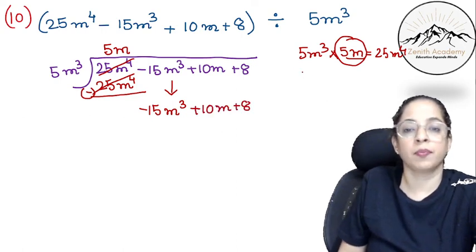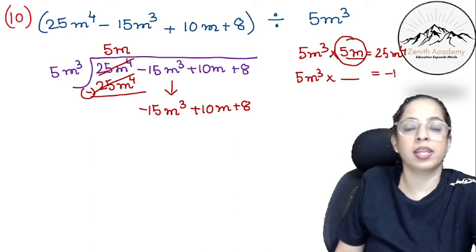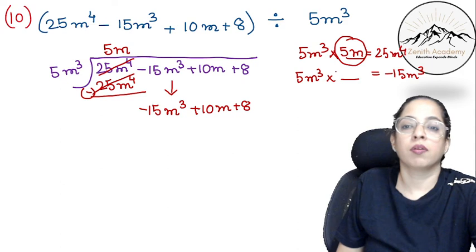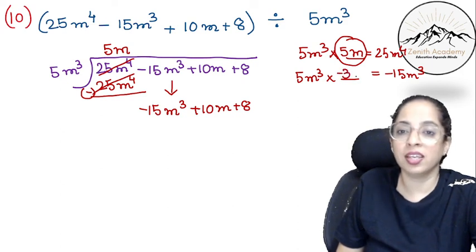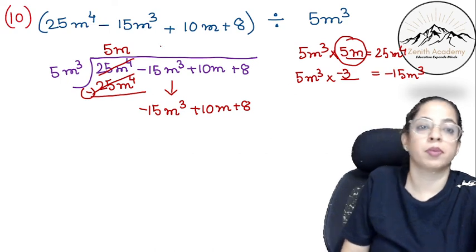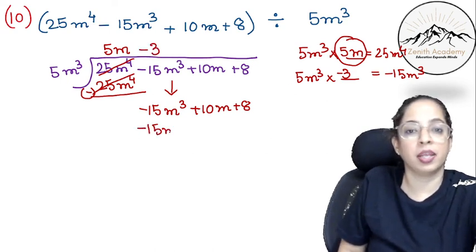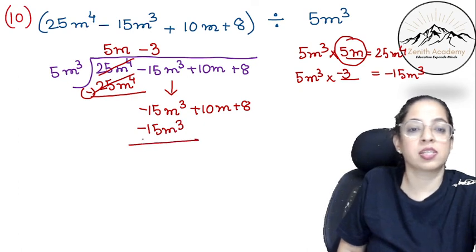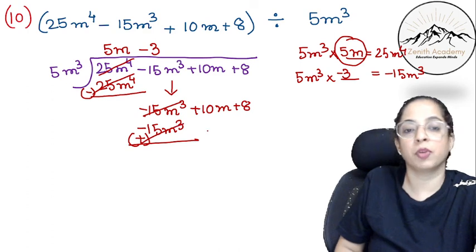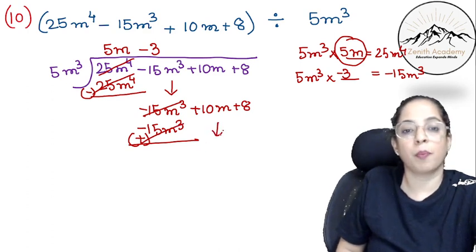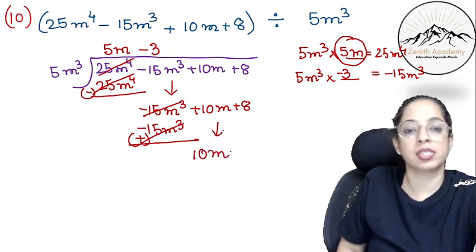So now see, 5m cube into what will give you minus 15m cube? 5m cube into minus 3 will give you minus 15, m cube or m cube same. So here you will write minus 3. I will get minus 15 m cube. Since we are subtracting, change the sign. Minus 15 m cube plus 15 m cube gets cancelled and you copy this down, 10 m plus 8.